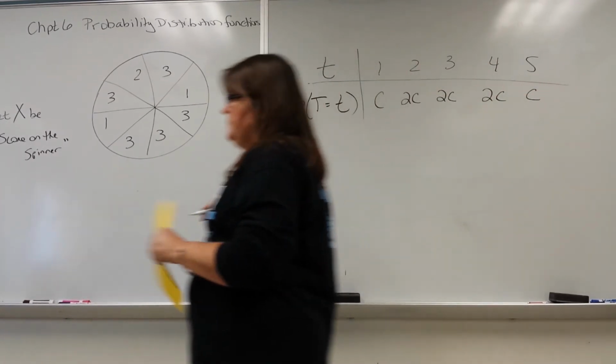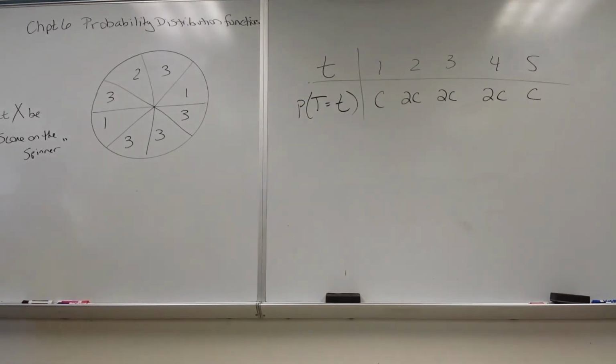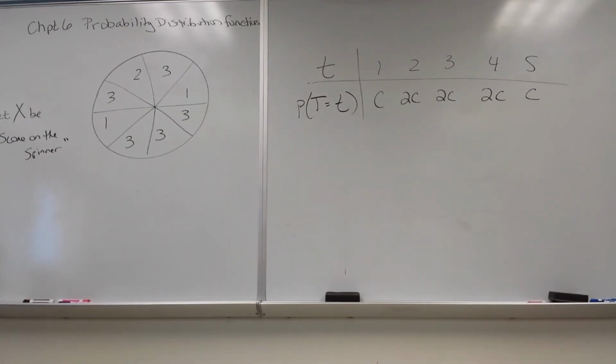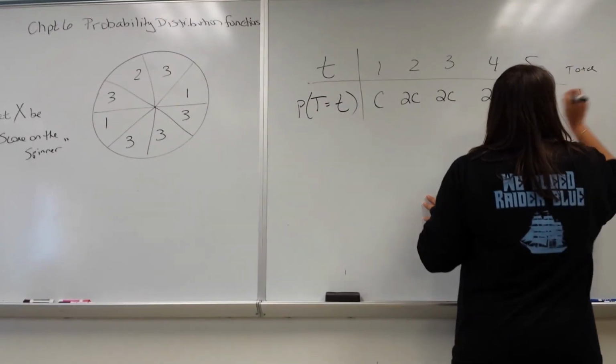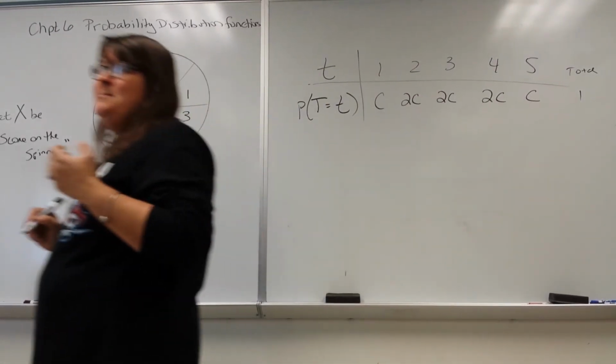All right. Question number 1. Find C. Wouldn't you just add them all up and say that's equal to 1, then solve for C? That's what I've been telling you. I think it's important to put that little last thing. Total should be 1, right? So to me, it makes sense.